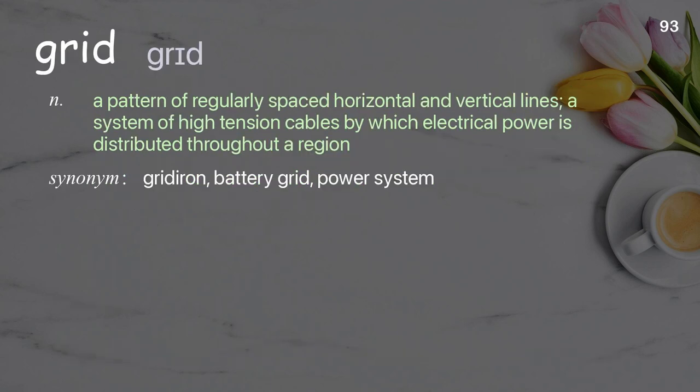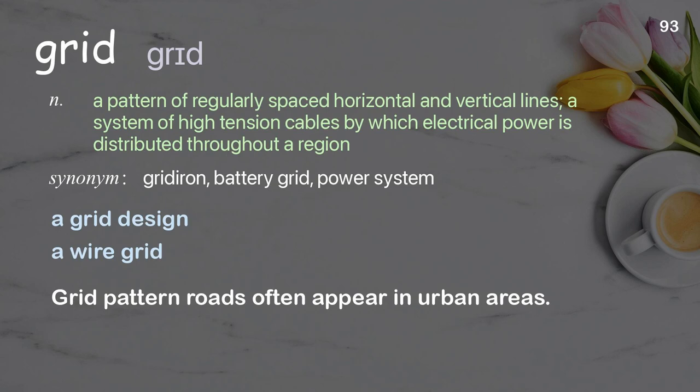Grid. A pattern of regularly spaced horizontal and vertical lines, a system of high-tension cables by which electrical power is distributed throughout a region. Examples: a grid design. A wire grid. Grid pattern roads often appear in urban areas.